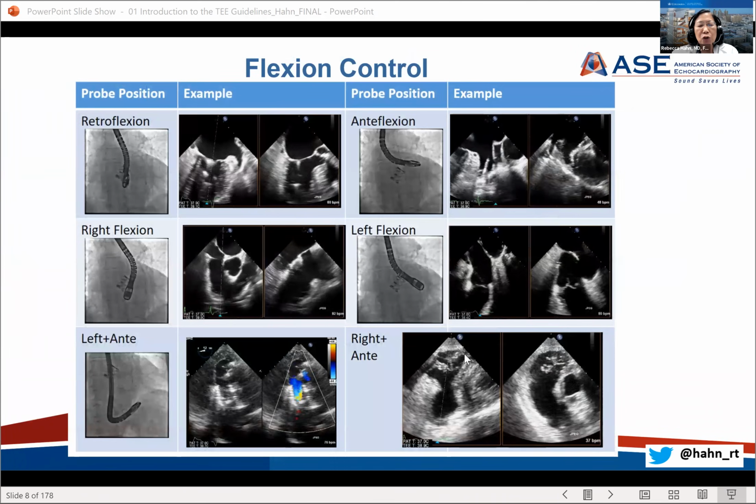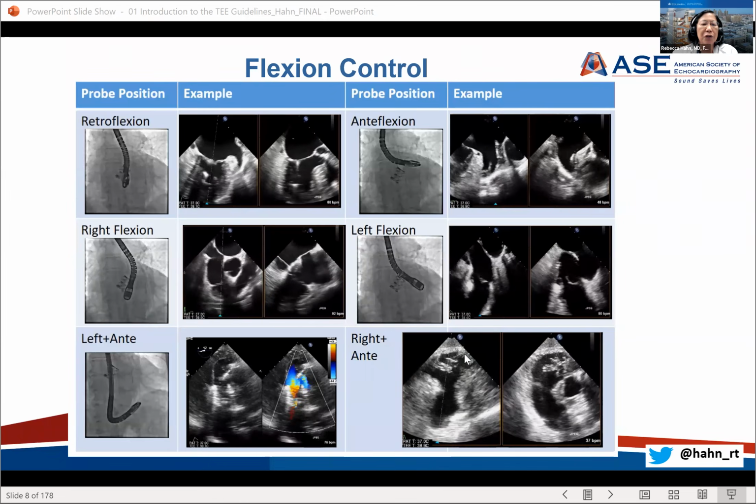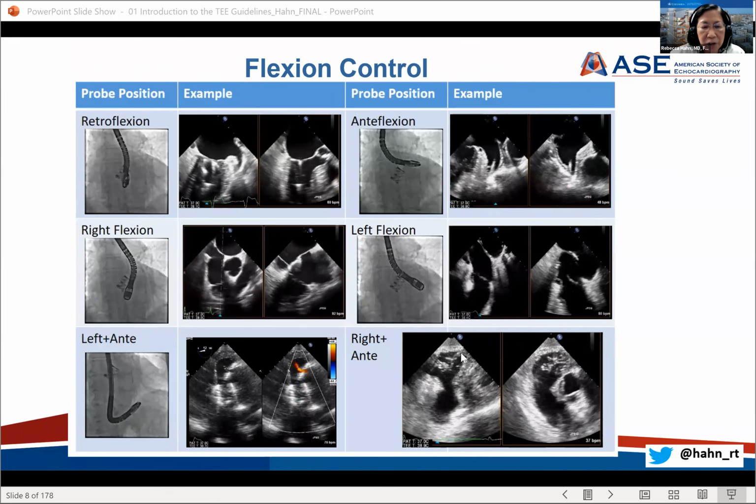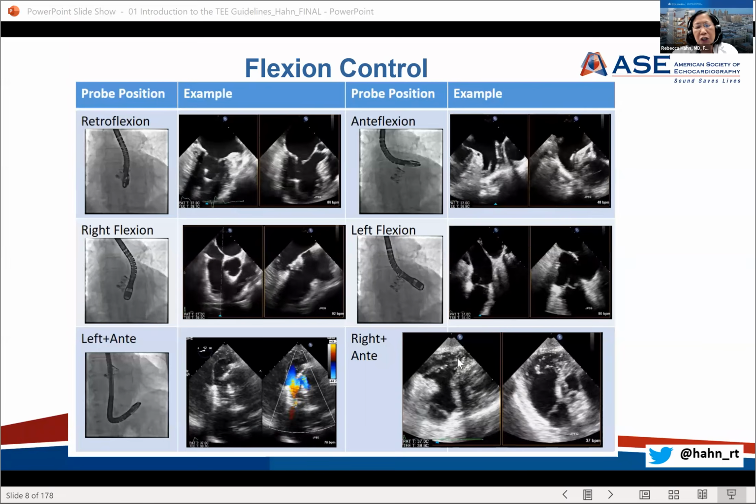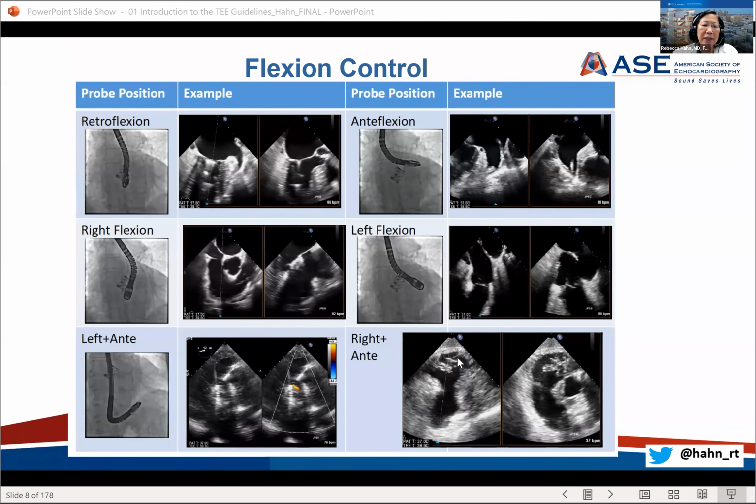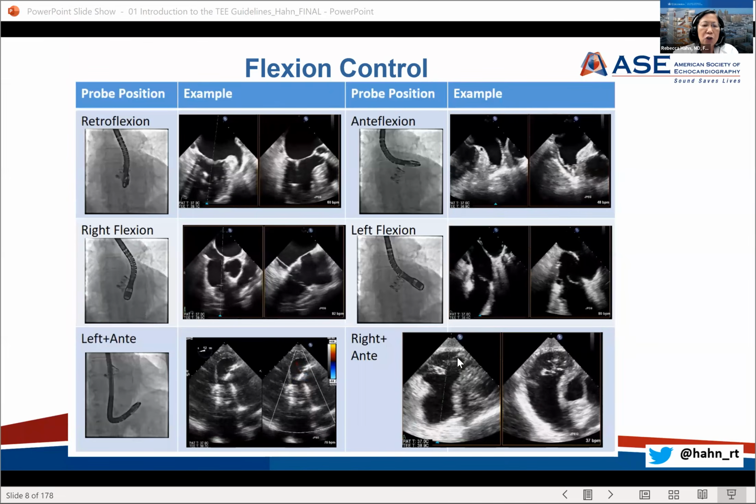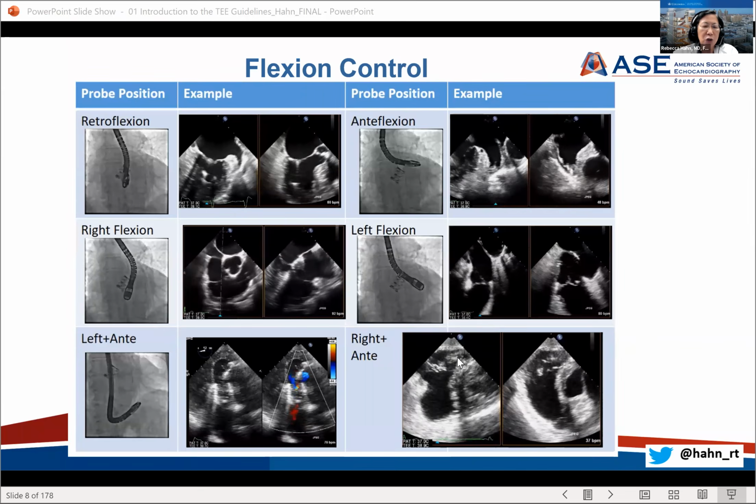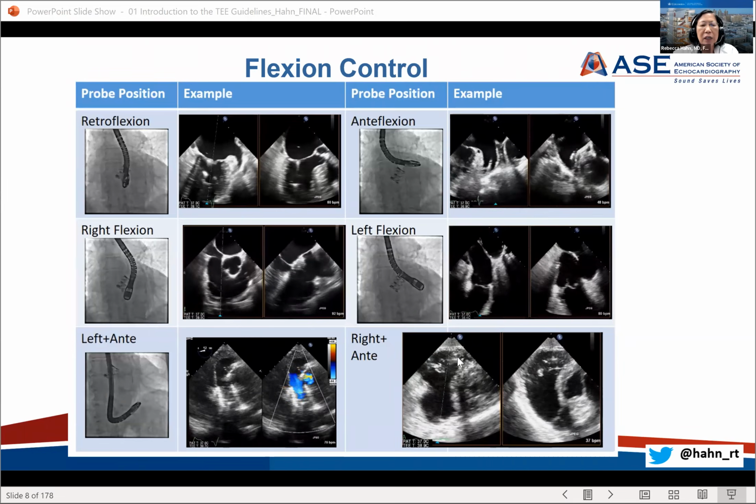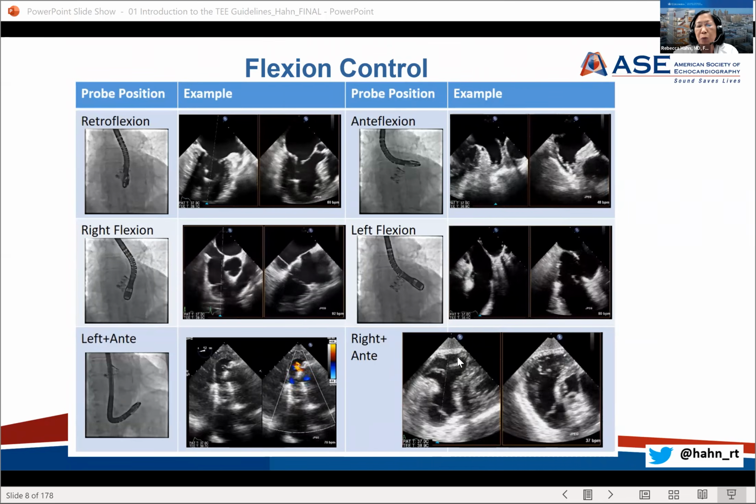Now, the controls of the probe include the flexion controls, and I'm just showing you here what it looks like on fluoroscopy and how these various manipulations can generate images that will allow us to evaluate all the structures of the heart. One has to remember to use both the anteflexion and retroflexion, so typically the large wheel, and then also the lateral flexion, so left and right flexion, which is the small wheel.